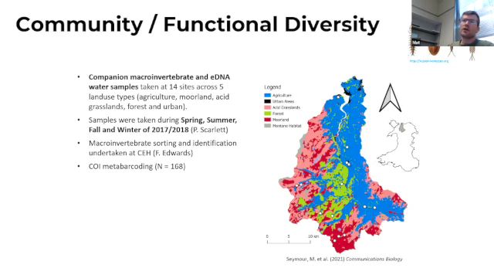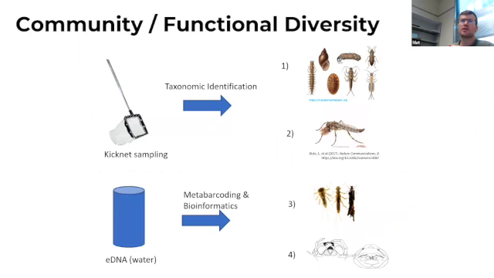The first one is a bit more traditional, and this is an example of a study we did a couple of years back, where we compared traditional kick-net samples with eDNA water samples across a single catchment in the UK. We did this seasonally to look at how seasonal changes affected these indications. So taxonomic versus metabarcoding. Here we looked at species level information and also functional, with functional being feeding group.